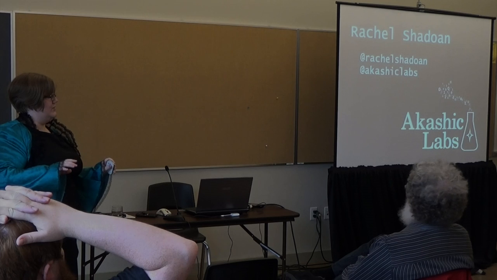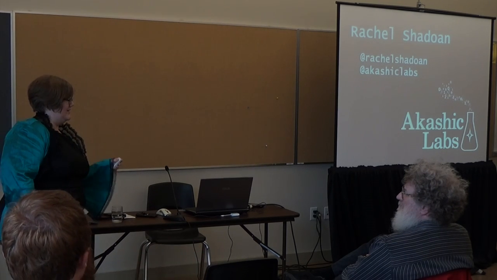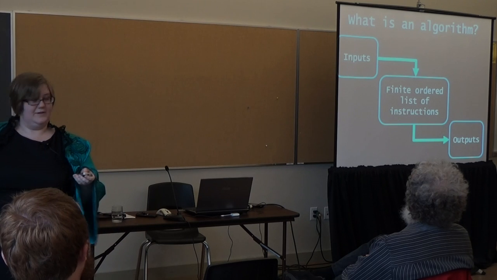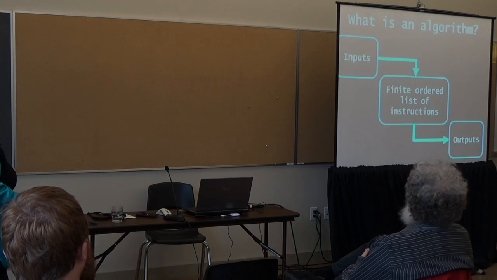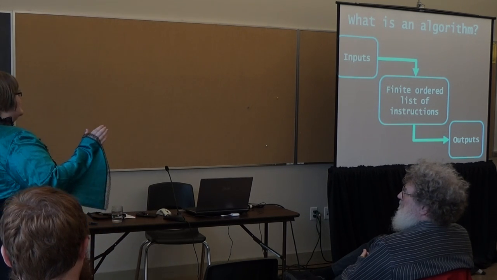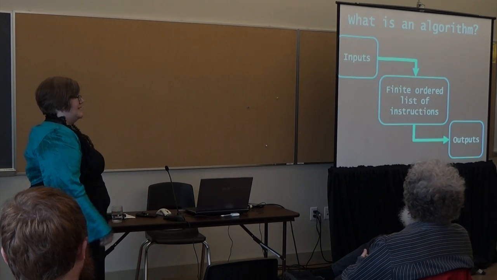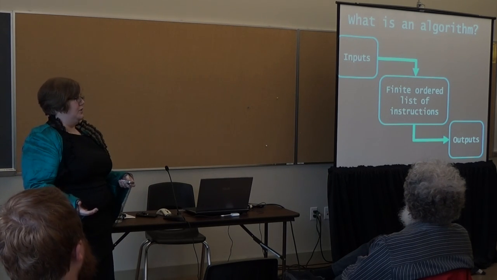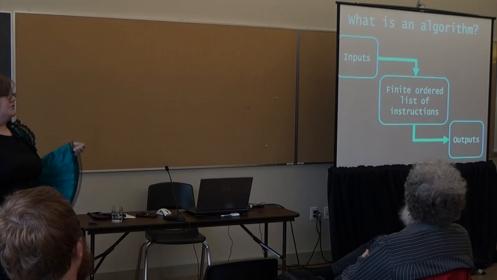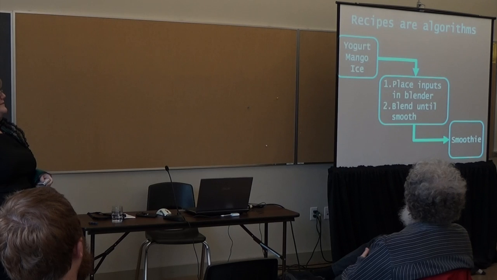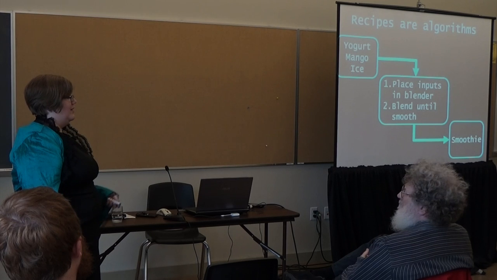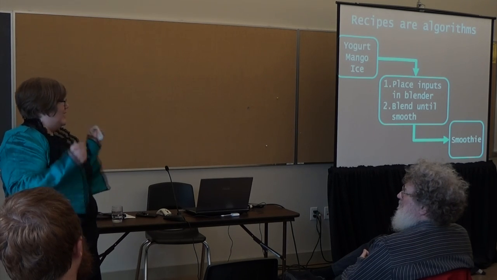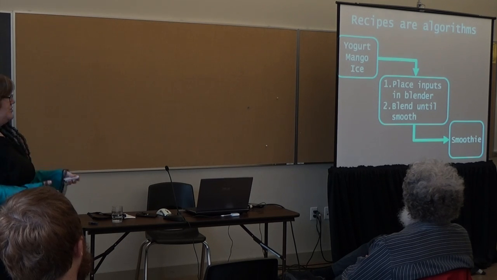So before we get to the transparency bit, I want to kick things off with what an algorithm is. Broadly speaking, an algorithm is just a finite, ordered list of instructions that takes inputs and produces an output. It's pretty broad, and can apply to a lot of different things. For instance, you can think of recipes as algorithms. Here, for instance, we have an algorithm for a smoothie. You take yogurt and mango and ice, and then you follow the instructions in your recipe, and out pops a smoothie.